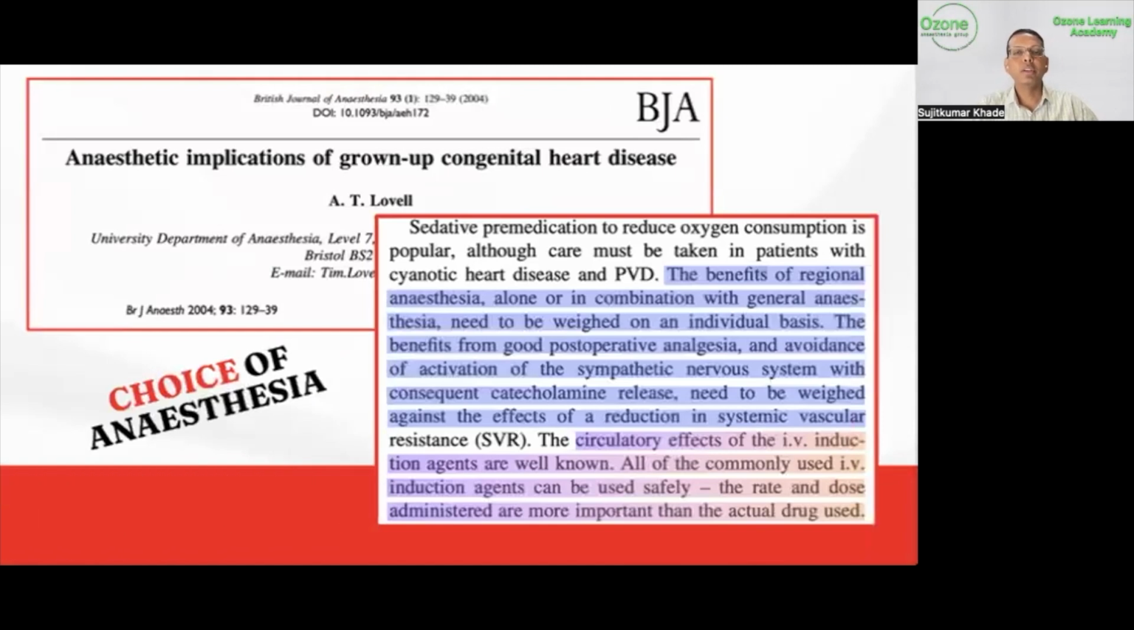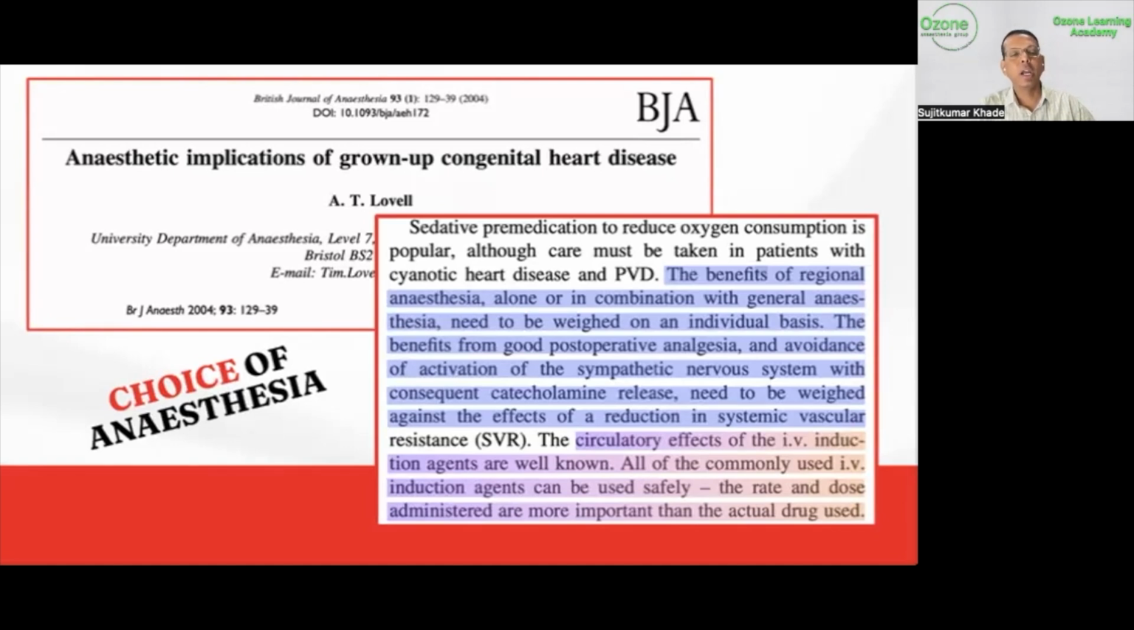In this 2004 British Journal of Anaesthesia article by Dr. Lovell, he mentioned that the benefits of regional anesthesia alone or in combination with general anesthesia need to be weighed on an individual basis. The benefits from good post-operative analgesia and avoidance of activation of the sympathetic nervous system with consequent catecholamine release need to be weighed against the effects of reduction in systemic vascular resistance. The circulatory effects of IV induction agents are well known. All of the commonly used IV induction agents can be used safely. The rate and the dose administered are more important than the actual drug used.